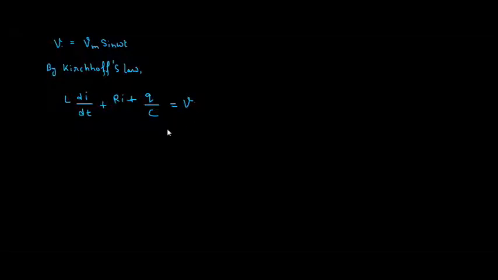And by Kirchhoff's law, which we have already seen in the phasor implementation, we can write L di by dt plus Ri plus q by C equals V. And instead of this V, what can we write? Vm sine omega t. From where did we get it? From here.